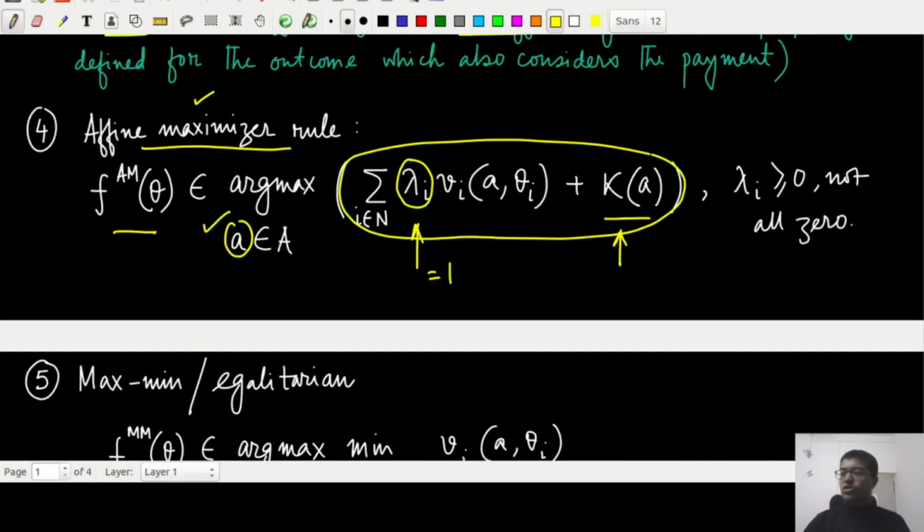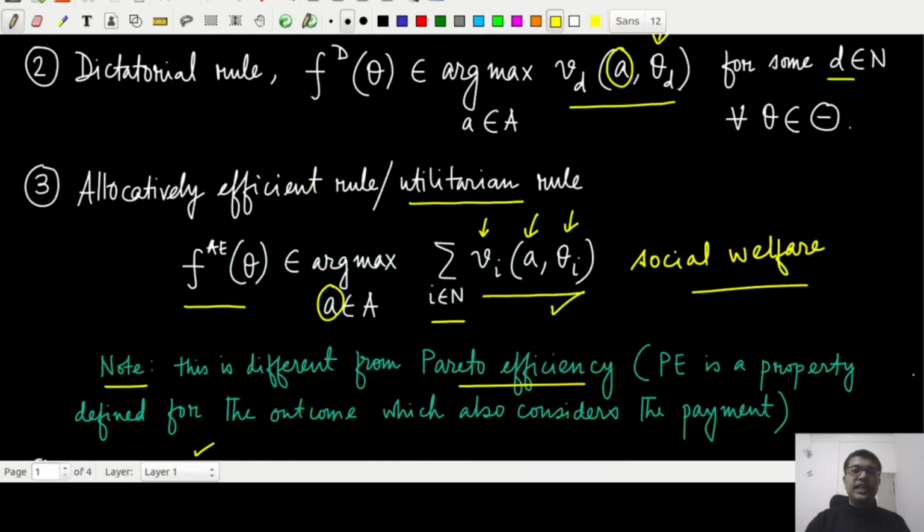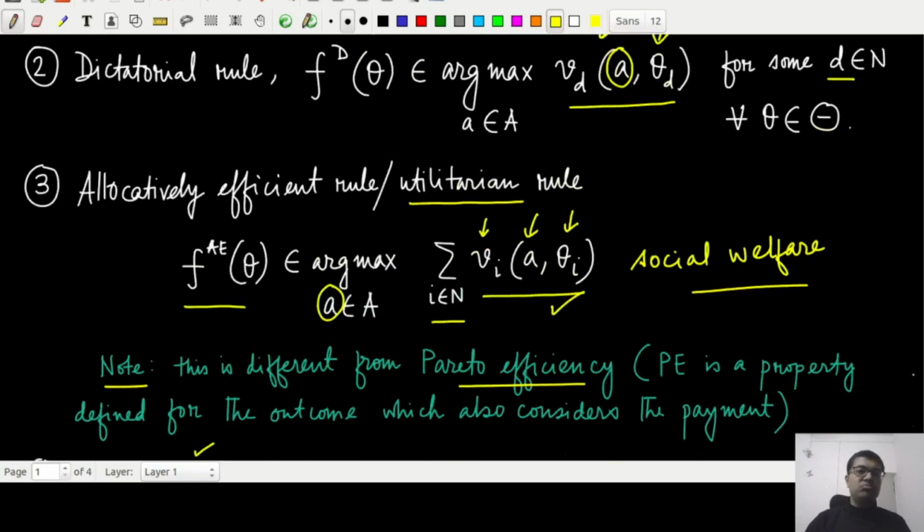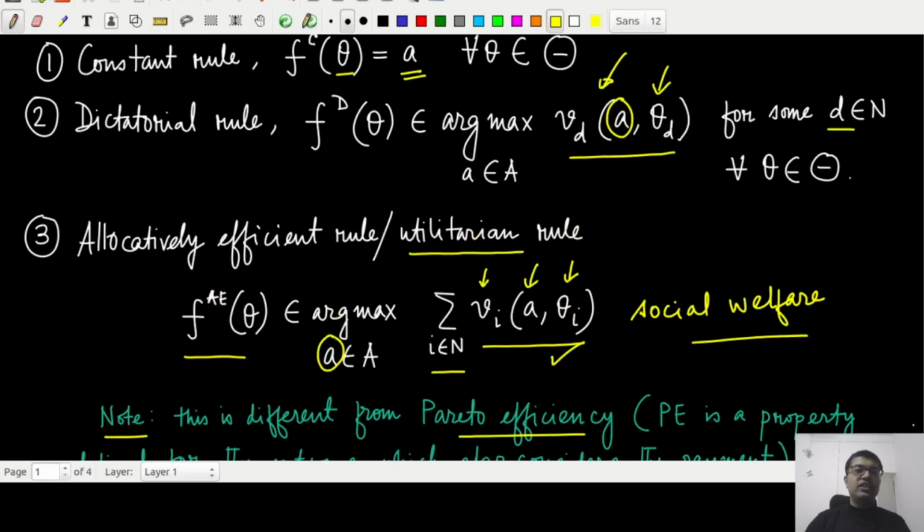You can also get the dictatorship out of here, where for that lambda of d, that distinguished player which is the dictator, it is equal to 1, and for all the other players that lambda I is equal to 0, right? And kappa A is of course identically equal to 0. In that case, what you are left with is essentially this particular expression. So the affine maximizer rule is actually generalizing both the dictatorial and the allocative efficient rules.